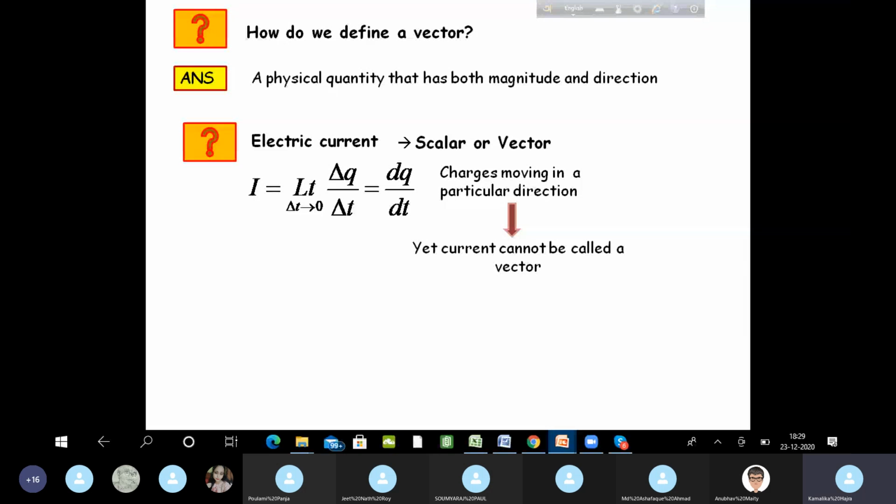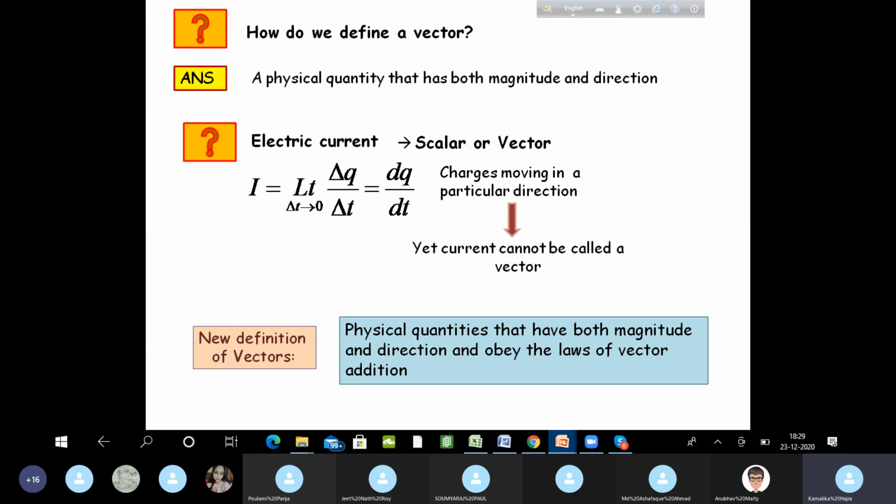So I will give a new definition of vectors which you have already given. Along with the statement that a physical quantity that has both magnitude and direction, I will also add what you said: physical quantities that have both magnitude and direction and obey the laws of vector addition. Not only the parallelogram law, but also the triangle law of vector addition.